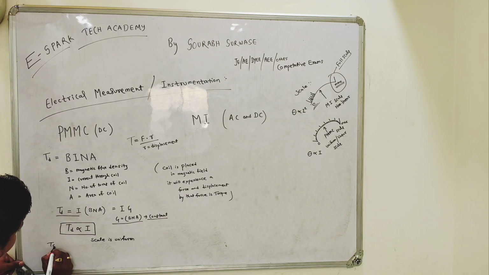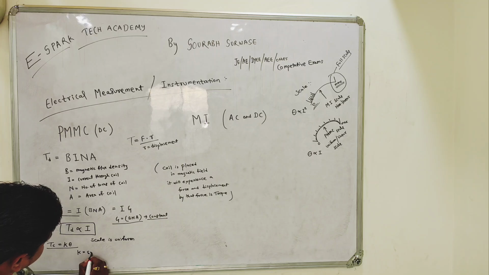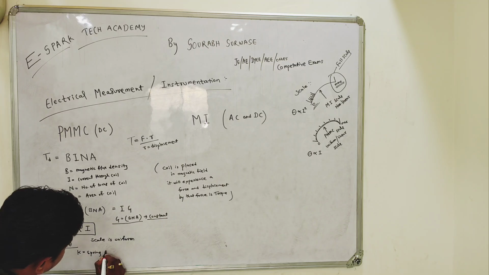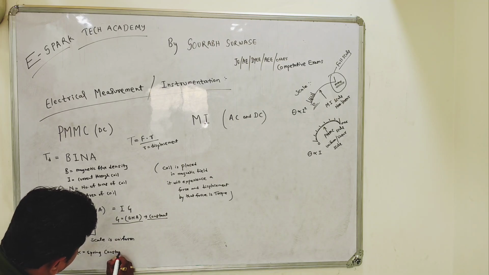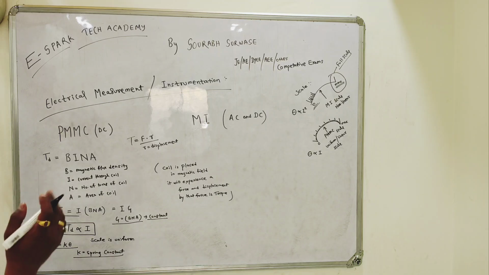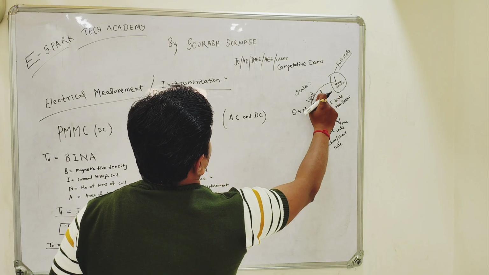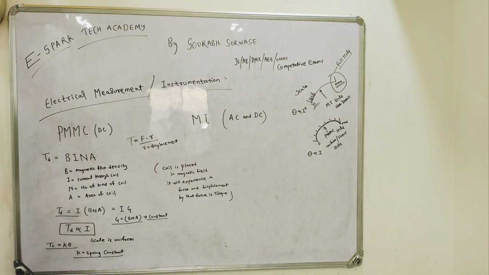And here the controlling torque is nothing but K into theta. K is nothing but spring constant. Deflecting torque is nothing but a torque which is being created by a pointer in order to give you a final reading. In this way, the pointer is deflected from 0 to max. This is nothing but a deflecting torque.